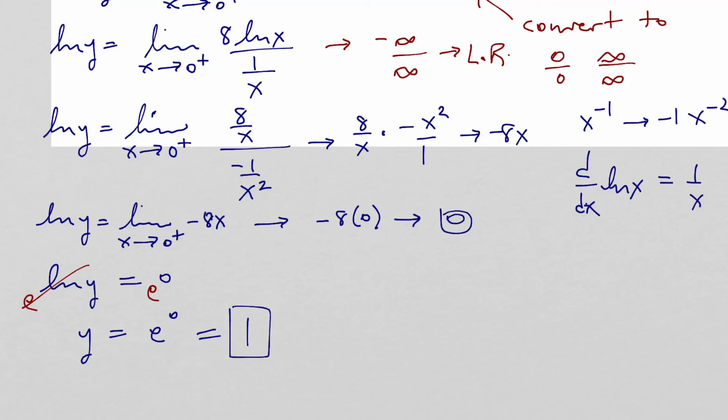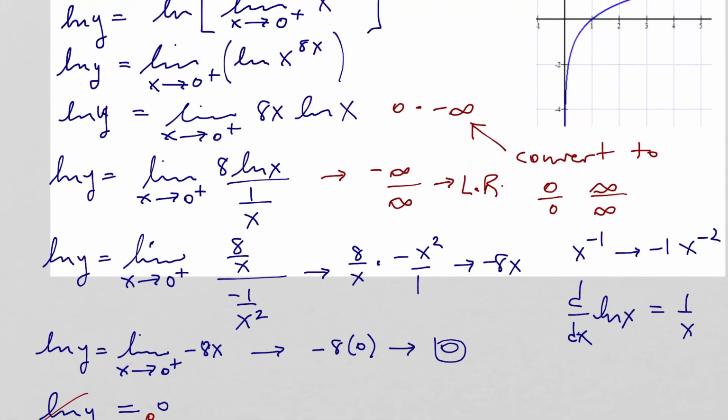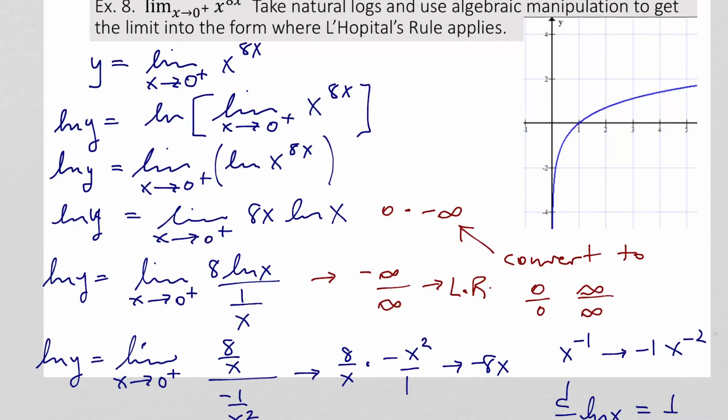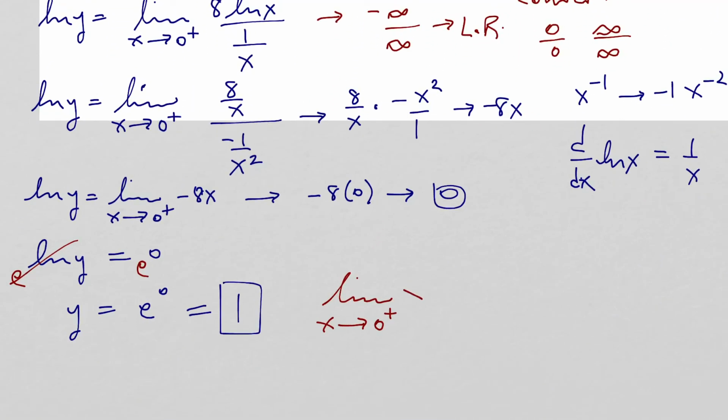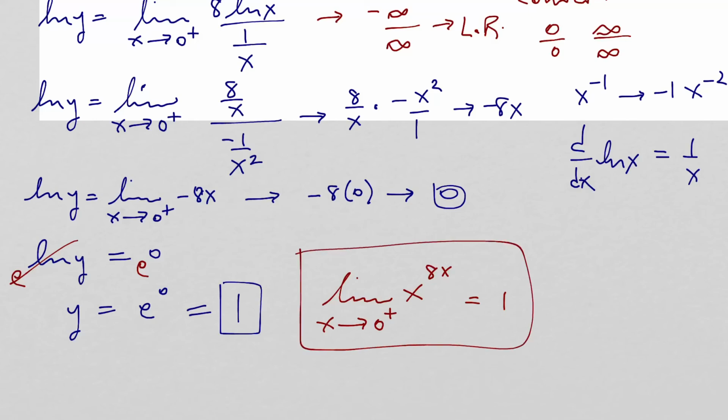So my conclusion is that the limit as x approaches 0 from the positive side of my original function, which was x to the 8x power, is equal to 1, using L'Hopital's rule and algebraic manipulation of the ln form. All right, so this is a very powerful technique.